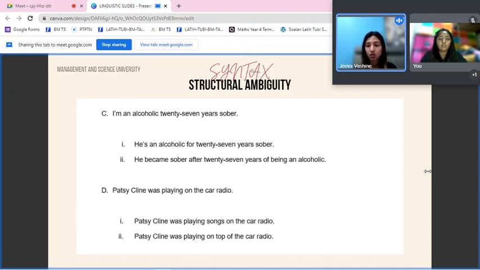The next is: Patsy Cline was playing on the car radio. We found two readings: Patsy Cline was playing songs on the car radio, or Patsy Cline was playing on top of the car radio. So that's all.